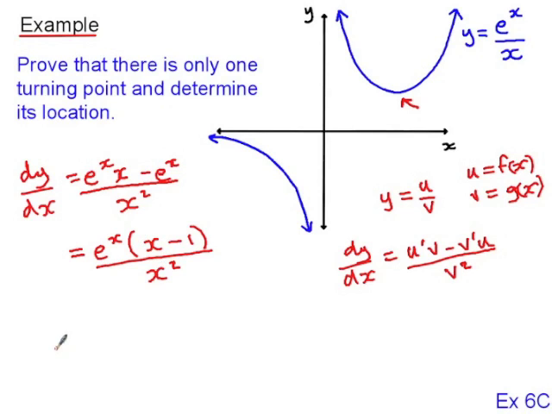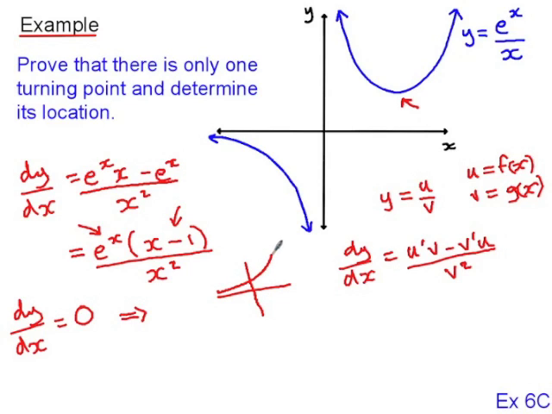Now for this to equal 0, we need either e to the power of x to equal 0 or x take 1 to equal 0. Now if you remember, e to the power of x is an exponential function. If we graph it, it looks roughly like this. And e to the power of x can never equal 0, because we have a horizontal asymptote here. So e to the x can't equal 0.